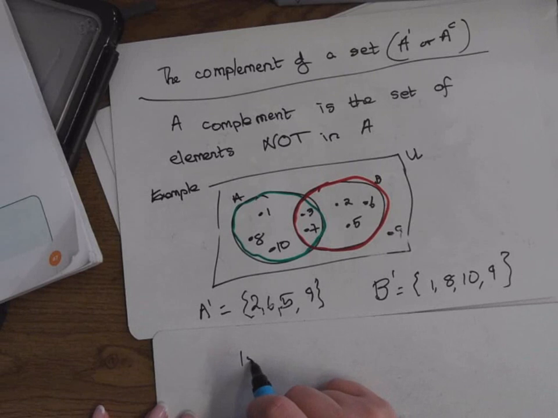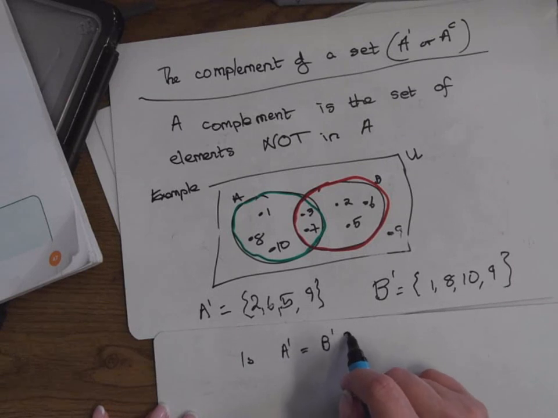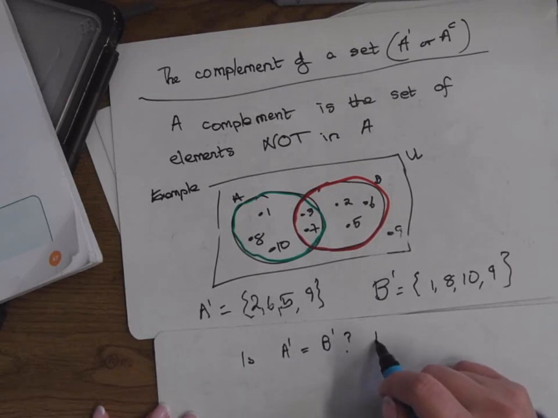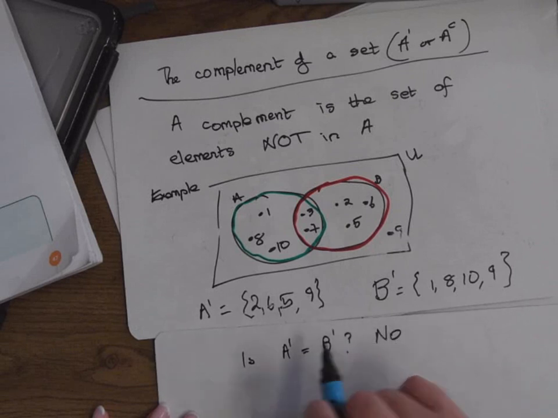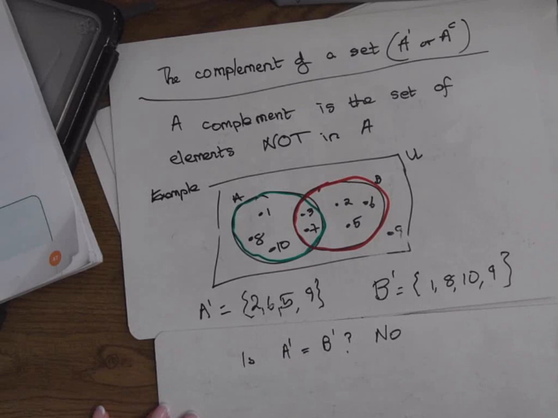Question, based on that, is A complement equal to B complement? No. Because A complement is 2, 6, 5 and 9, and B complement is 1, 8, 10 and 9. Is that okay?